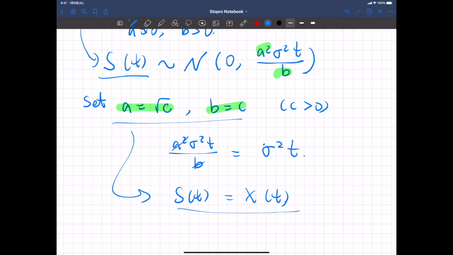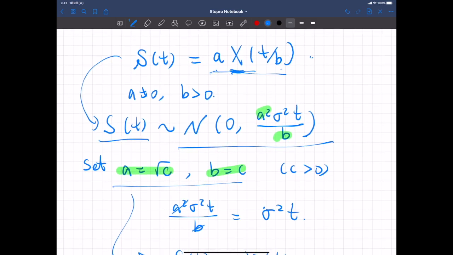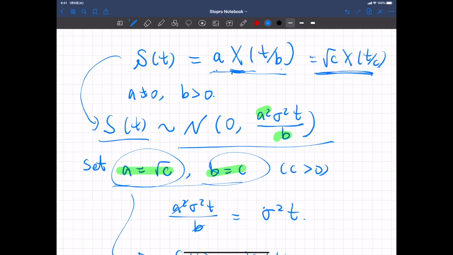And this was concluded from the distribution, but from the original definition of S of t, if you put in this a and this b, we have the square root of c times X of t over c. So this is clearly different from X. I mean, it appears different from X. So this means if we scale time and space appropriately, then we cannot differentiate between the two Brownian motions. So this is called the scaling property of the Brownian motion.